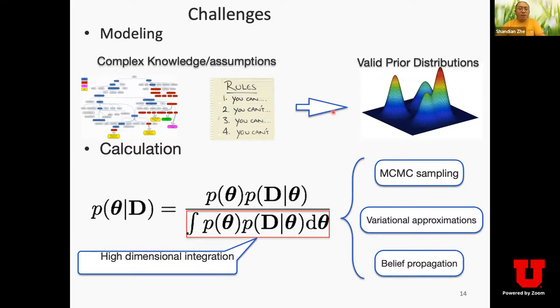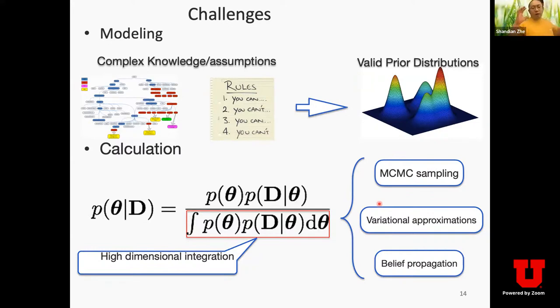This one is perhaps the gold standard in terms of accuracy because it has theoretical guarantees. However, in practice, MCMC sampling is really too slow. That's why we also seek other types of approximations. One is called variational approximation. The other is called belief propagation. Variational approximation is also one very important topic we're going to focus on in our class.